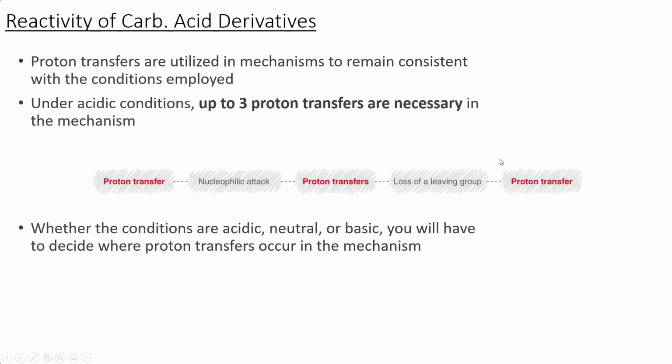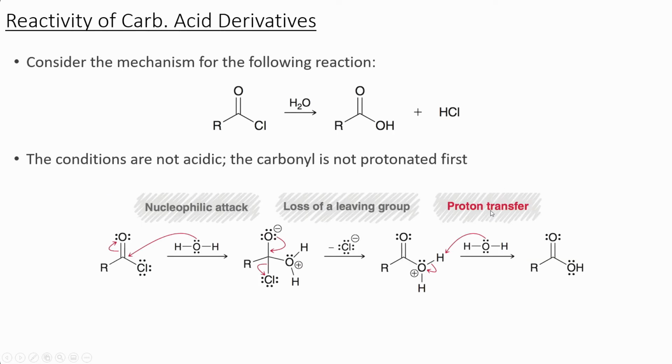In general, we'll have this reaction sequence. Under acidic conditions, we'll have up to three proton transfers necessary: proton transfer, then nucleophilic attack, then proton transfer, loss of leaving group, followed by proton transfer. Depending on the mechanism conditions that we use, we'll have to decide where the proton transfers occur in the mechanism. So let's take a look at this following reaction.